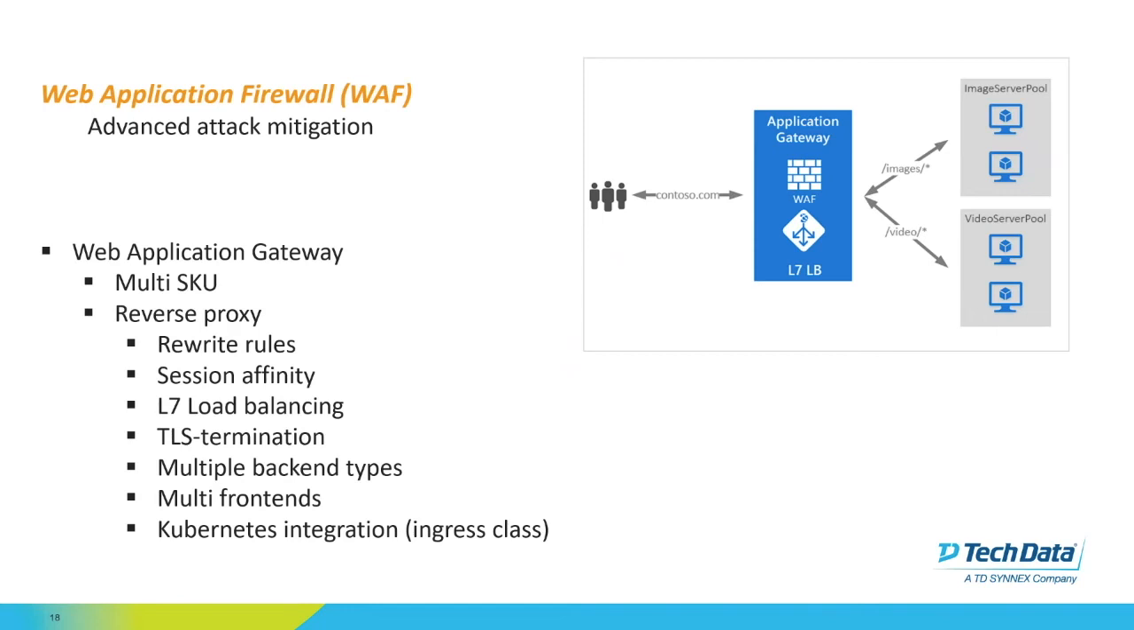But to understand the web application firewall, we need to understand the web application gateway, or simply the application gateway. To put it simply, it's a reverse proxy that can do a whole bunch of things. It can terminate TLS or SSL. You can do load balancing, of course, up to layer 7. You can enable session affinities with cookies, for instance, and you can allow a whole bunch of rewrite rules on it as well.